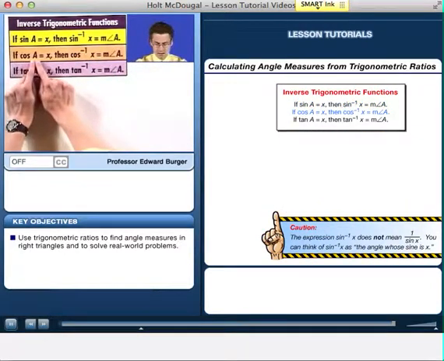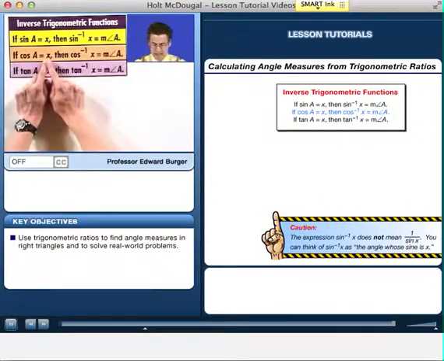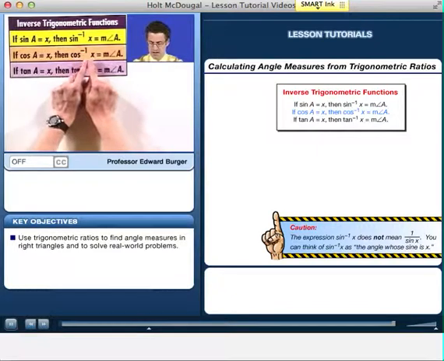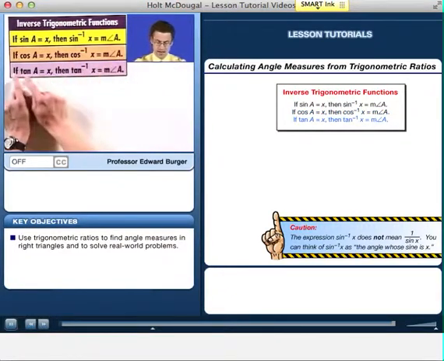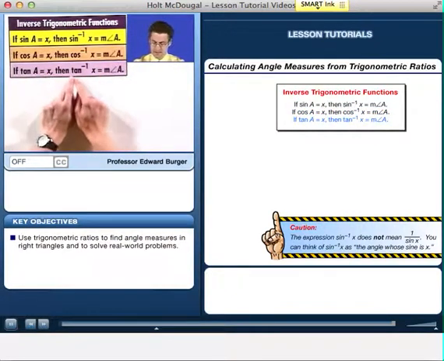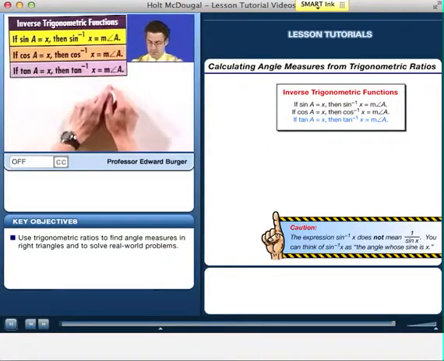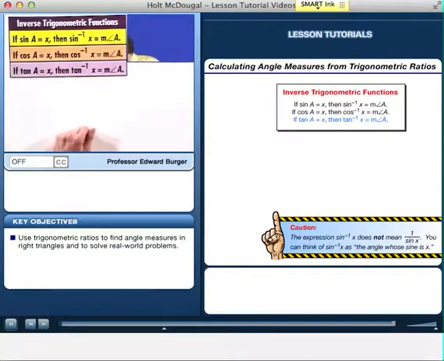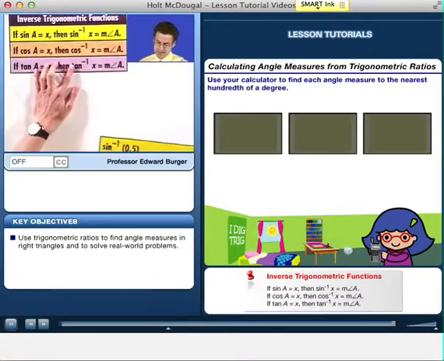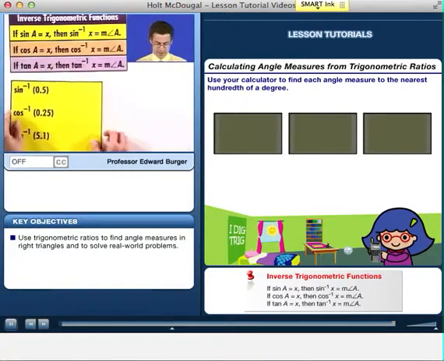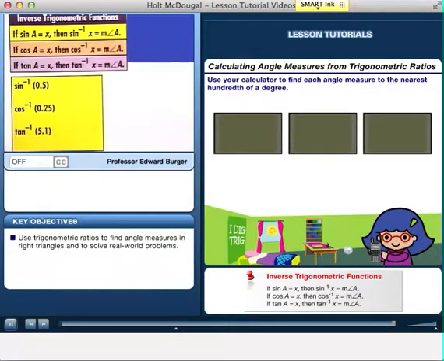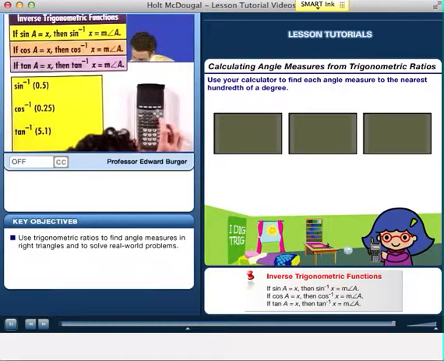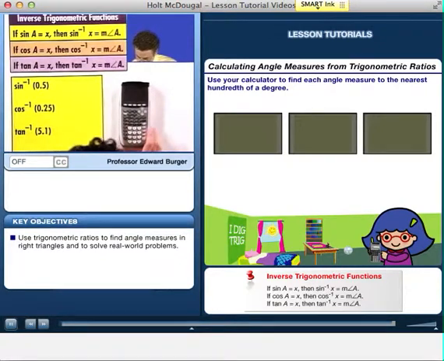If the cosine of the angle A is x, that means the inverse cosine of x equals the measure of A, and if the tangent of A equals x, then the inverse tangent of x equals the measure of angle A. All right, let's take a look at some examples to see how you'd actually find these. The easiest way to do it, I'm happy to report, is to use a calculator. It's true. Calculators can compute these things exactly, to as much precision as you can probably need. So here we go.